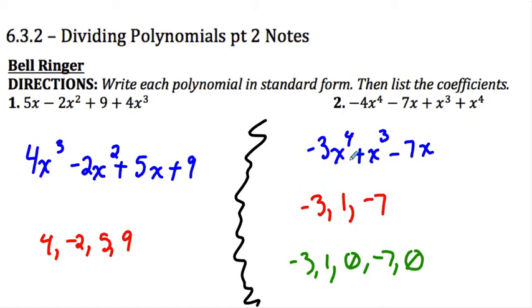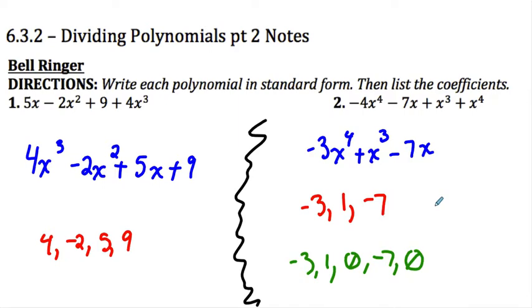Number 2, we have a couple of like terms, -4x to the fourth plus 4x to the fourth. When we add those together, we're going to get -3x to the fourth, then plus x cubed minus 7x. So if we list those coefficients, we would have -3, 1, and -7.